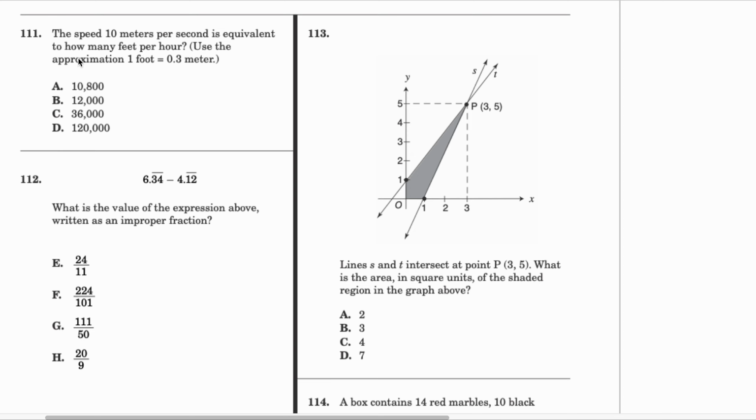Okay, so the speed 10 meters per second is equivalent to how many feet per hour? Okay, so we have 10 meters per second, and we want to get this into feet per hour. So the first thing that we need to know is, I guess we're given that 1 foot is equal to 0.3 meters. So let's actually write this and see where it gets us. So 1 foot is equal to 0.3 meters.